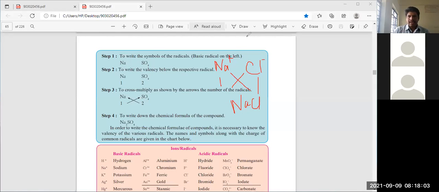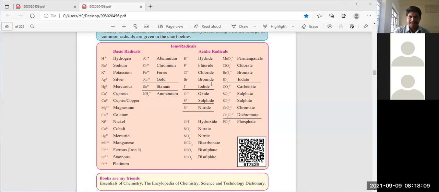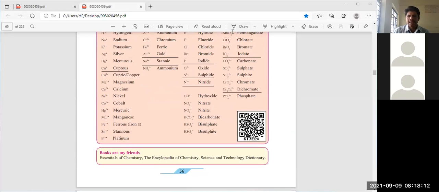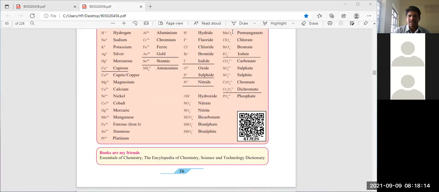Understood? Or any problems here? Students, any problem in this simple formula? No, sir. No, sir.